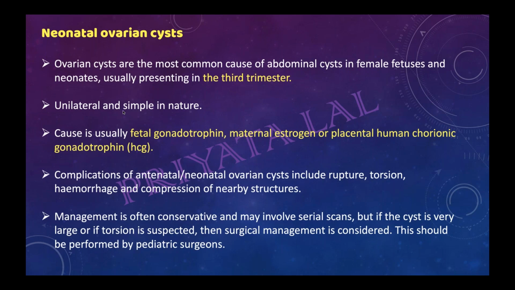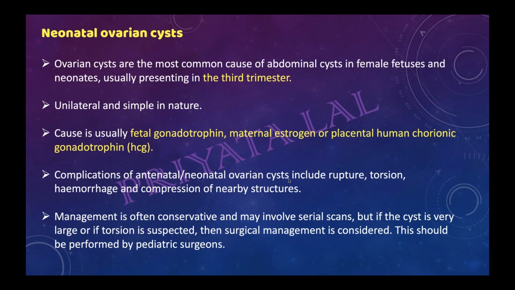And why does it happen? It is because of fetal gonadotropin, maternal estrogen, or placental human chorionic gonadotropin, that is HCG. Okay, this is the reason. So usually the complications will be torsion, rupture, hemorrhage, or compression of nearby structures if they are very big. There is only so much space in the abdomen of a baby or fetus, so if it becomes big, compression of nearby structures will be there.